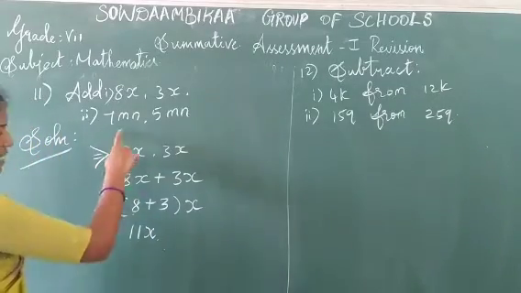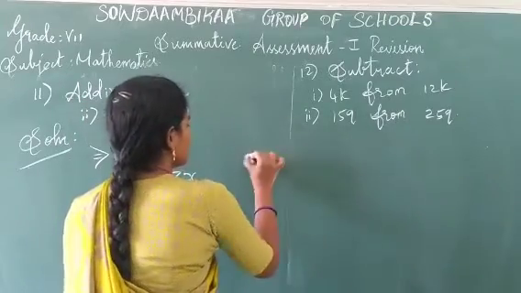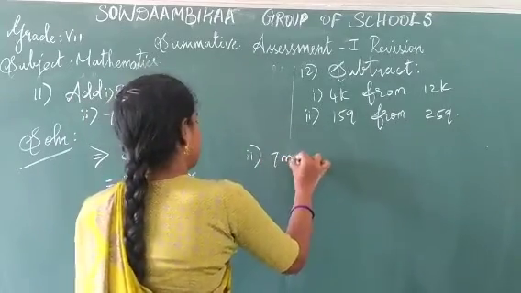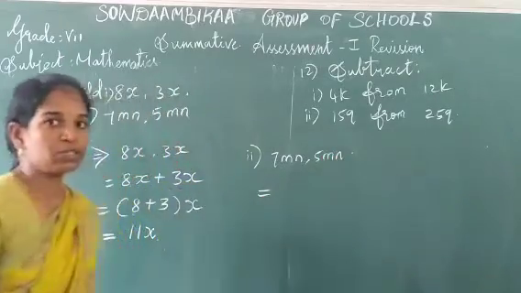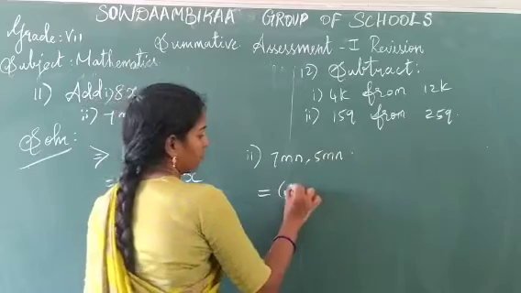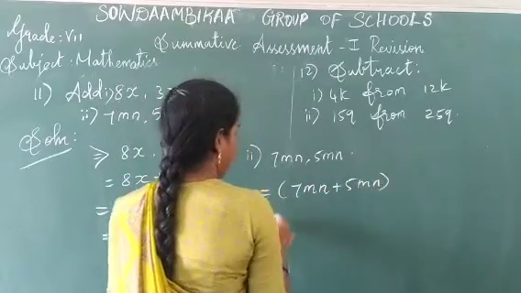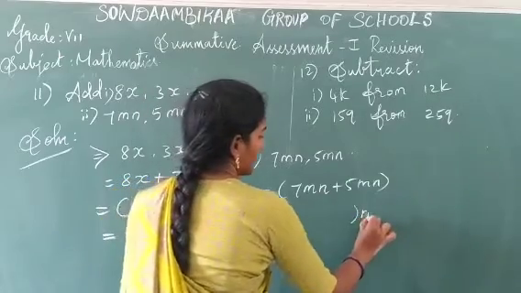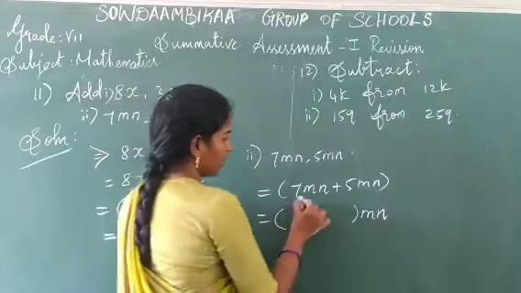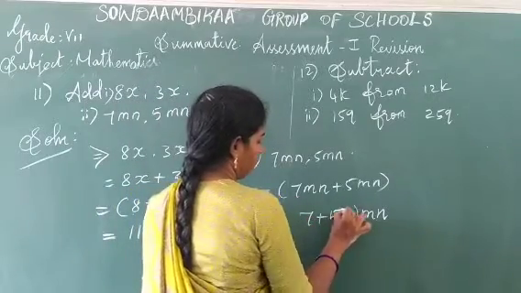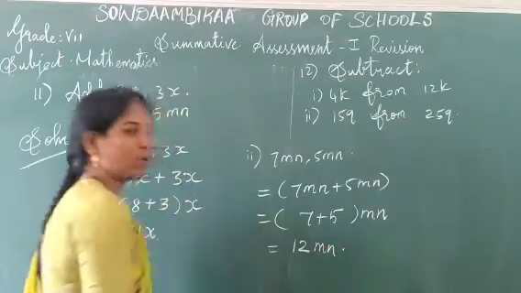Okay dear, the 7mn and 5mn. The second point is 7mn and 5mn. They should do the addition. 7mn plus 5mn. Take the variable outside here. m and n are the variables. So we have to take the remaining numbers 7 plus 5. 7 plus 5 comes 12mn. That is the answer.